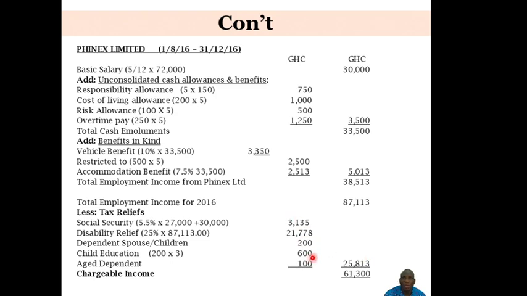So when you put all the reliefs together and subtract from the assessable income, you get the chargeable income. And then you are done with that question for 17 marks.